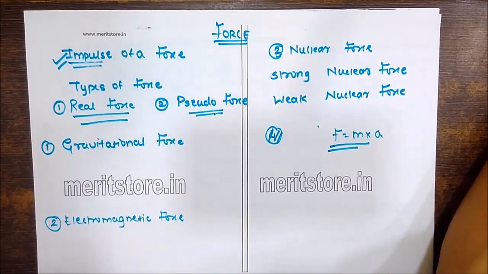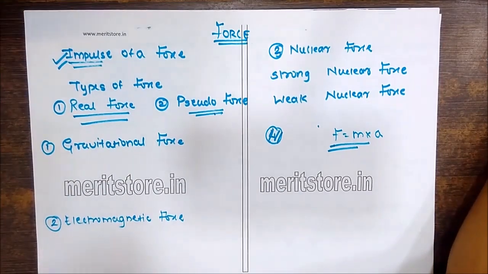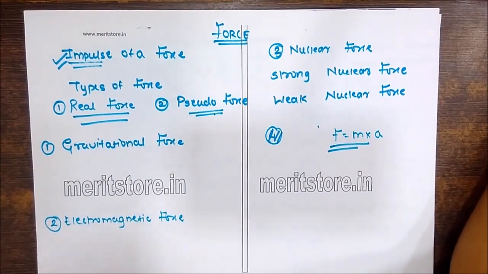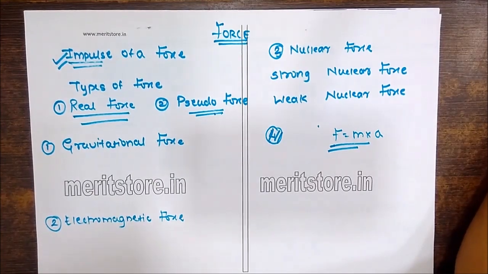Basically, impulse of a force starts with the term impulse. Impulse means the amount of force which acts for a short interval of time. For example, when a batsman hits a ball, the force exerted by the bat on the ball acts for a shorter duration of time. That force is called the impulse of a force.